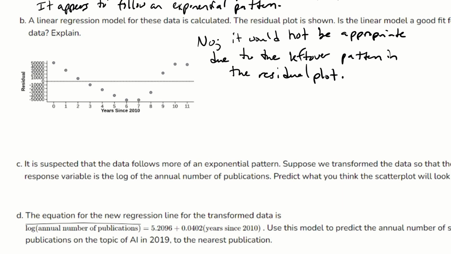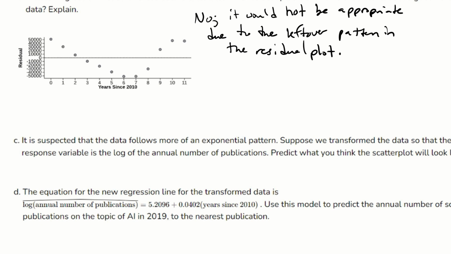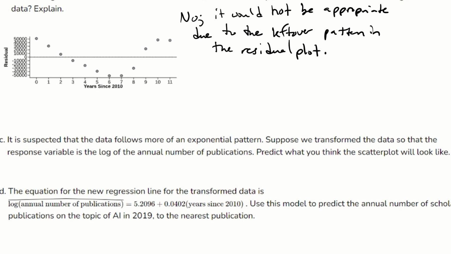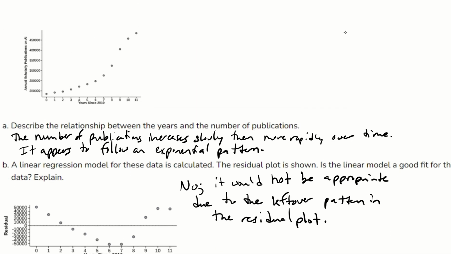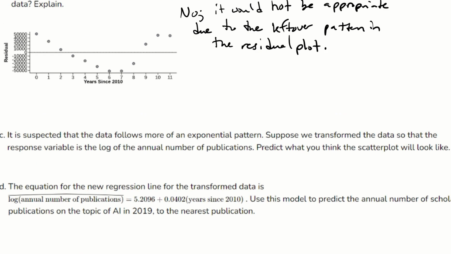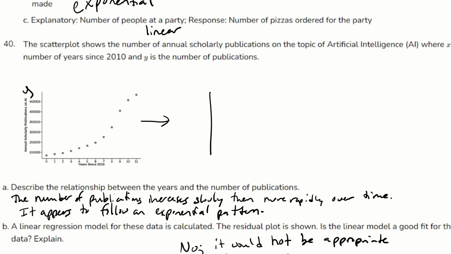All right, so part C, it is suspected that the data follows more of an exponential pattern. That's what we were mentioning earlier. Suppose we transform data so that the response variable is the log of the annual number of publications. Predict what you think the scatter plot will look like. Well, if we took the log of the publications, the publications is y, right? So if we took the log of y, so we took this and did log of y versus x, well, I would expect that it would be linear or close to it.